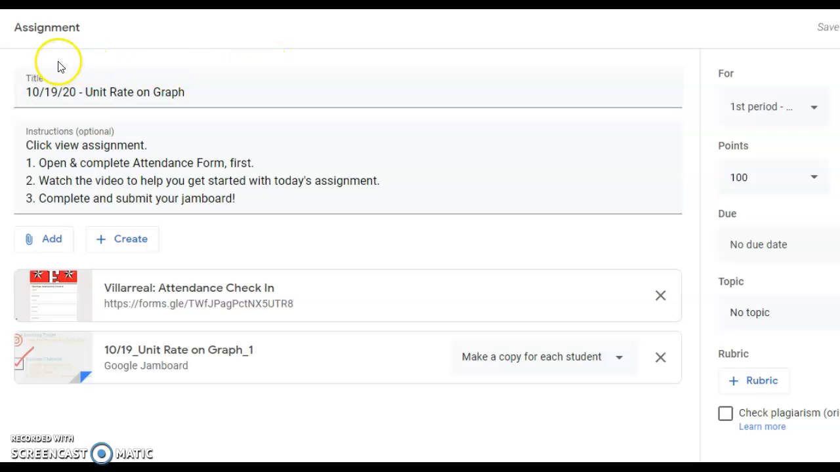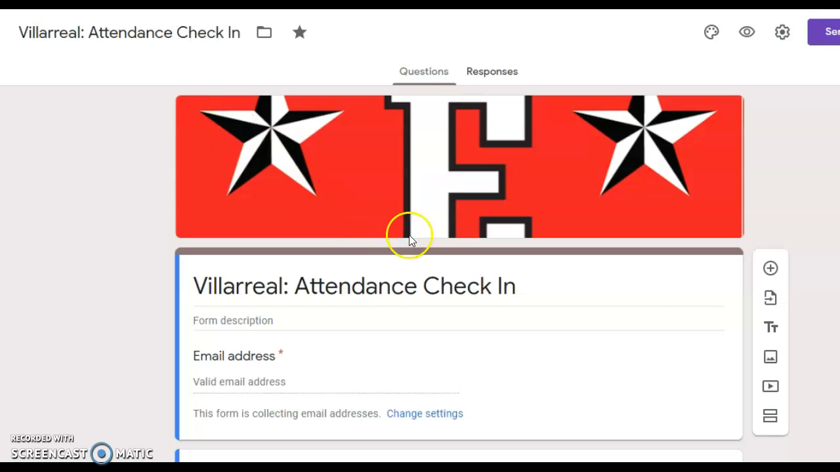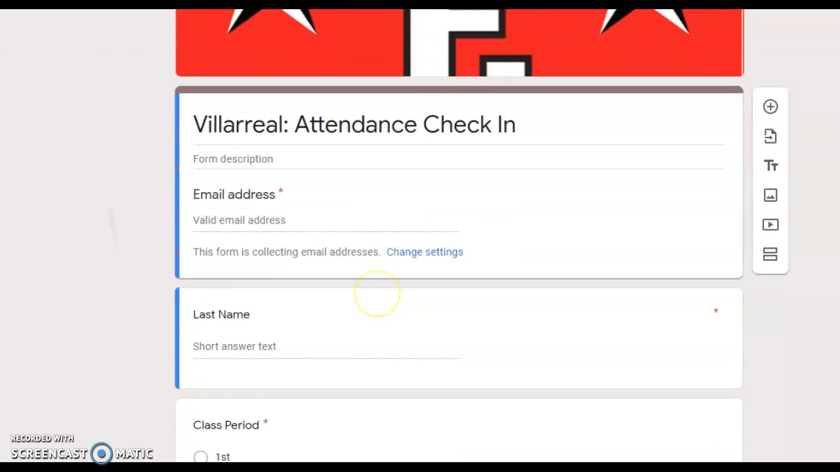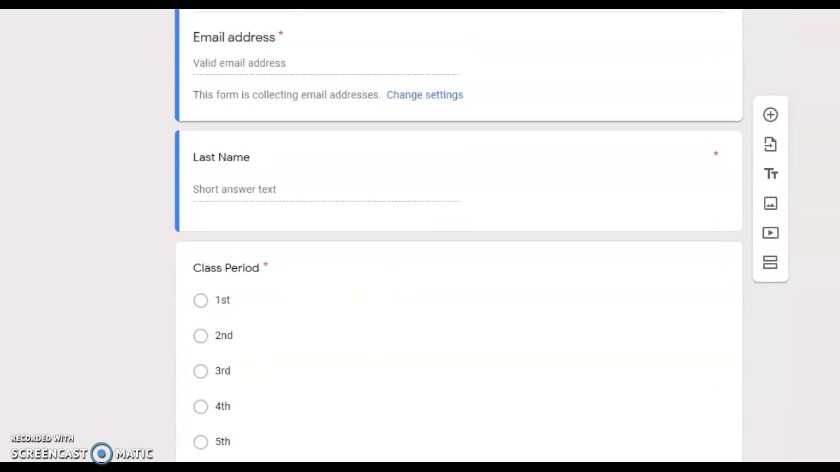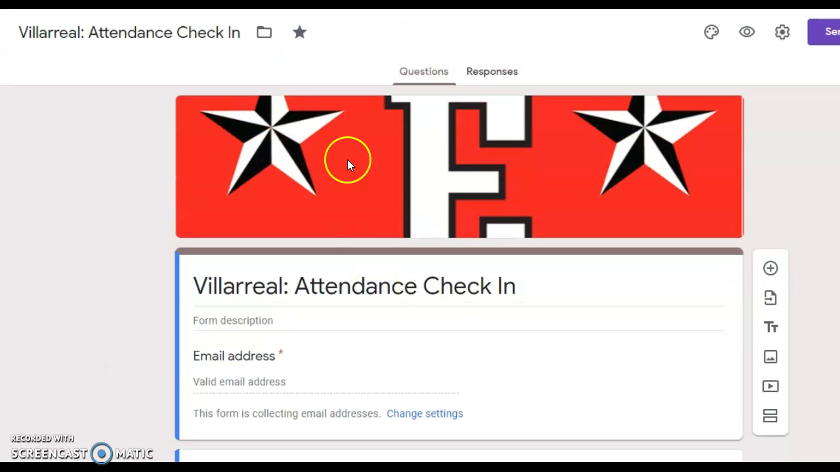Okay, the attendance form is going to be posted under today's date, 10/19, unit rate on graph. I put some steps there for you to follow in the order that I would like for you to complete your assignments. Step 1 is to open this attendance form. When you click on it, it is going to take you to a form that looks like this. If you would just please fill out the questions and submit, that would be great.